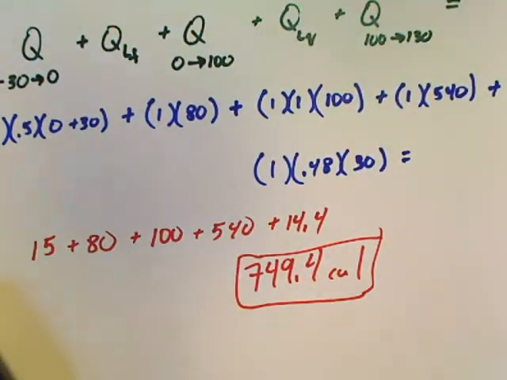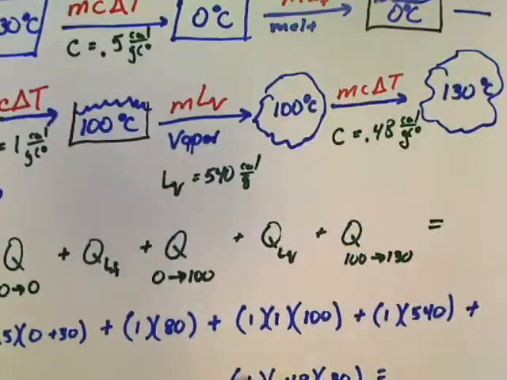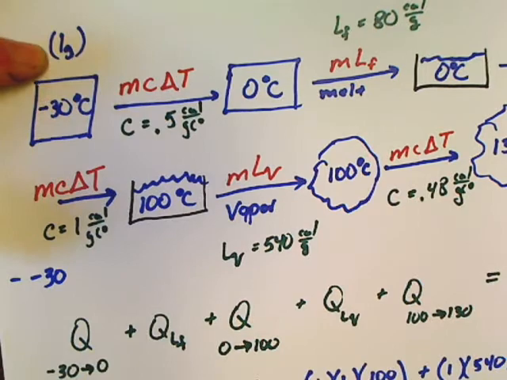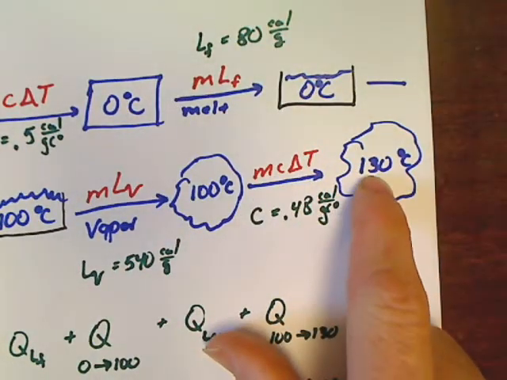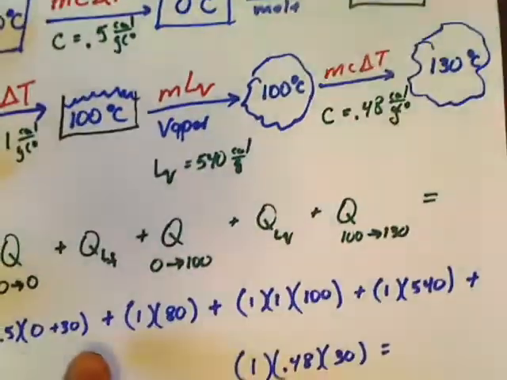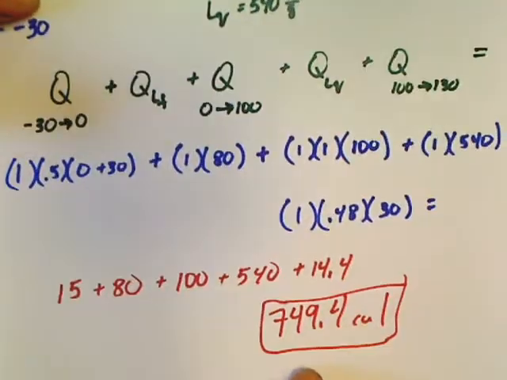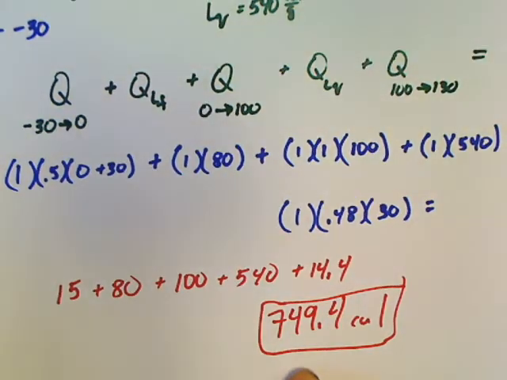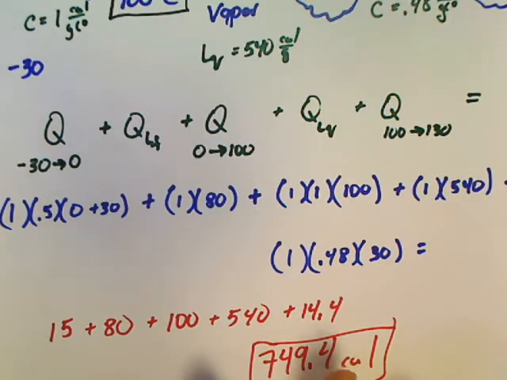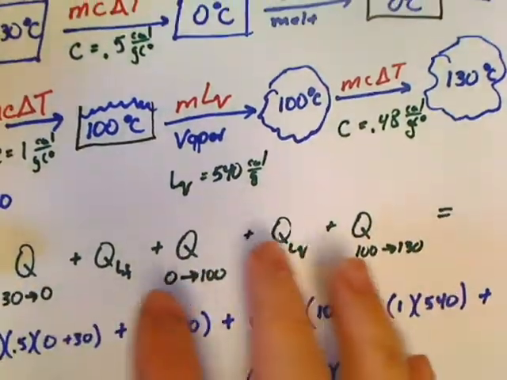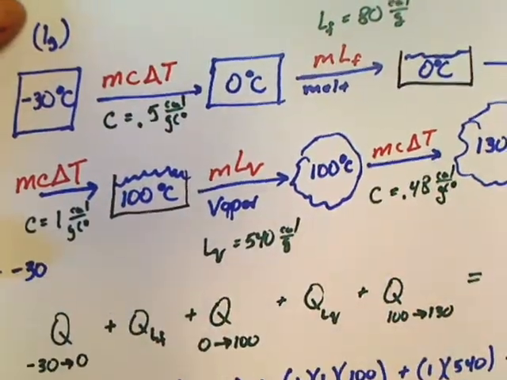So if you were asked to take a gram of ice at negative 30 degrees and turn it into steam at 130, 5 Qs, the grand total answer is 749.4 calories. Hey, these problems are hard. You've got to work them. In terms of the sum of the Q questions, this is as hard as it gets.